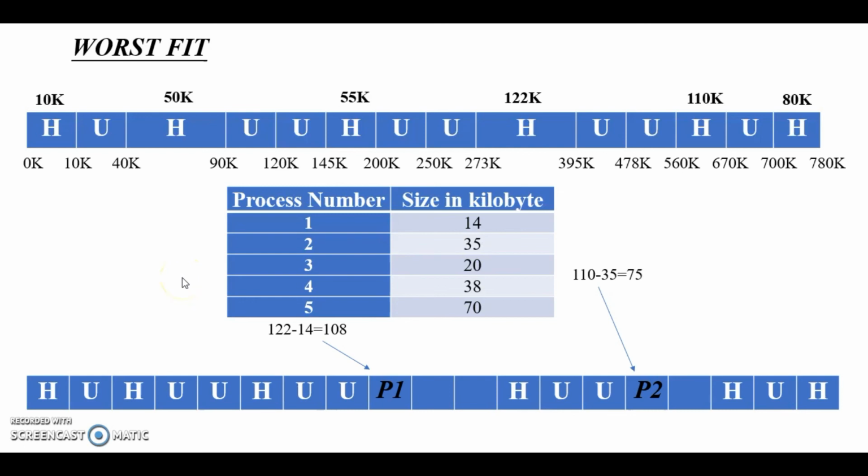Next is process 3. For process 3, we use the biggest hash, which is 108, the updated hash, minus process 3. So 108 minus 20 equals 88. So we continue to do processes 4 and 5 with the same steps.